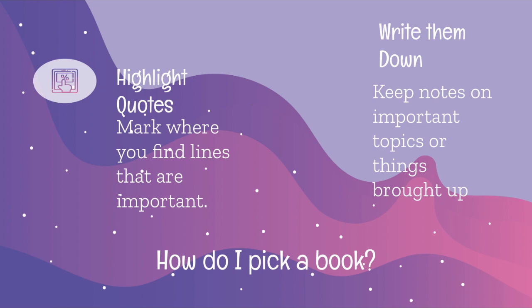I'm obviously not going to check your annotations, but don't wait until after you've read the book to try to remember where important things happened or funny quotes happened, because you're going to need to use quotes from the book to support this. You could also write them down. Keep notes on important topics or things brought up. So that at the end, again, you're not just like, well, I read that book 3 weeks ago. I don't remember what happened. Try to take notes or highlight stuff so that you can keep moving forward.